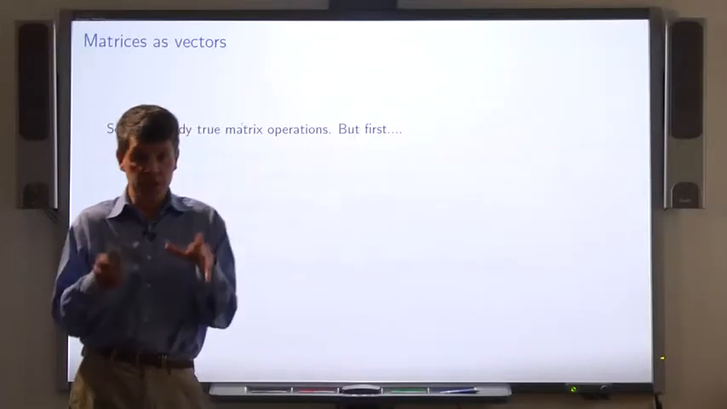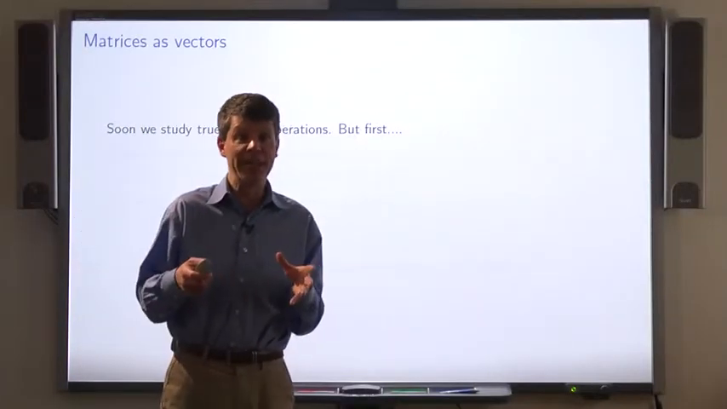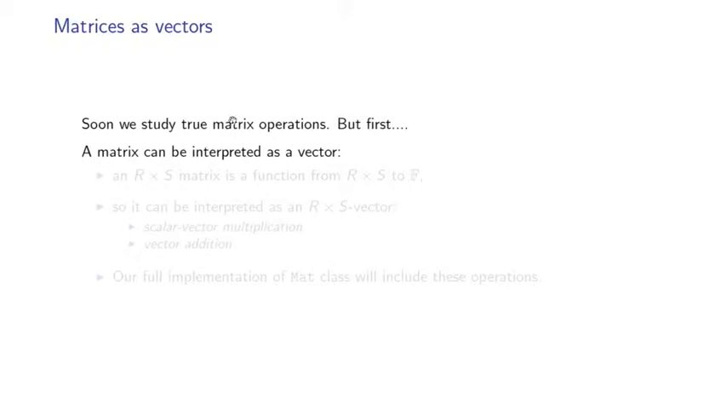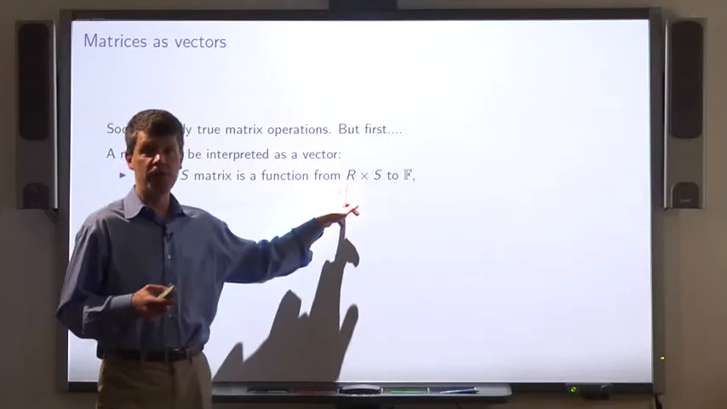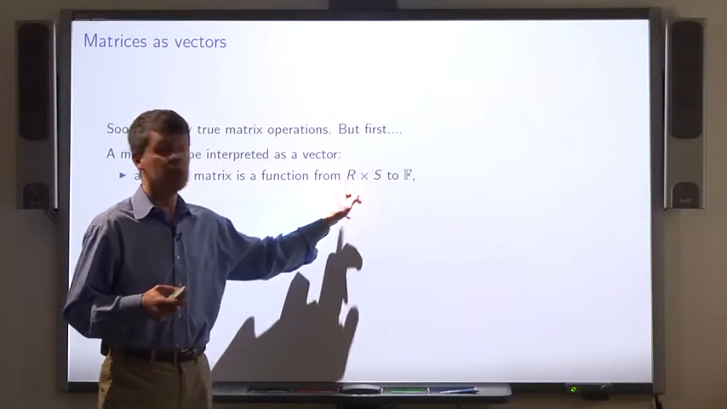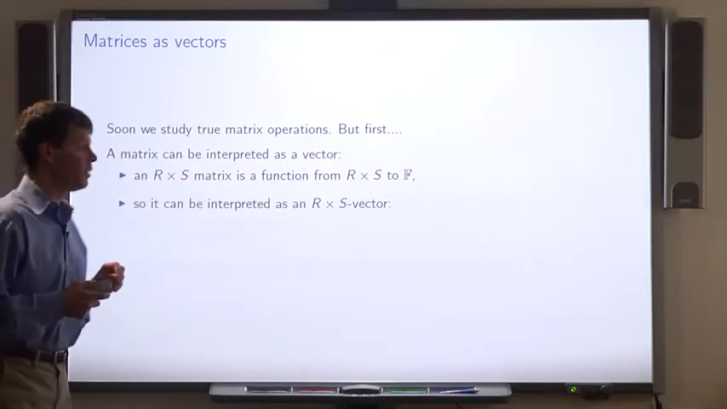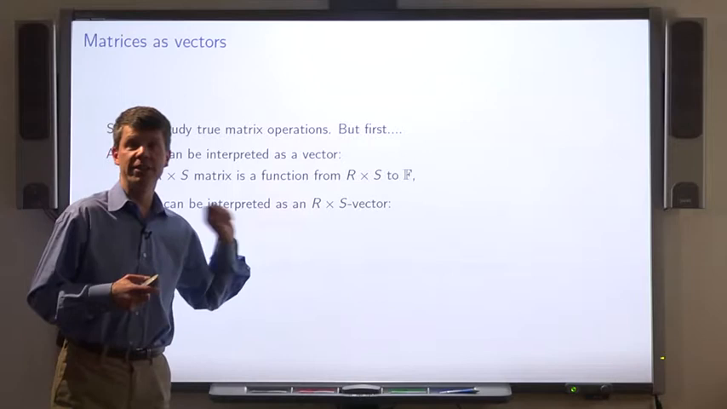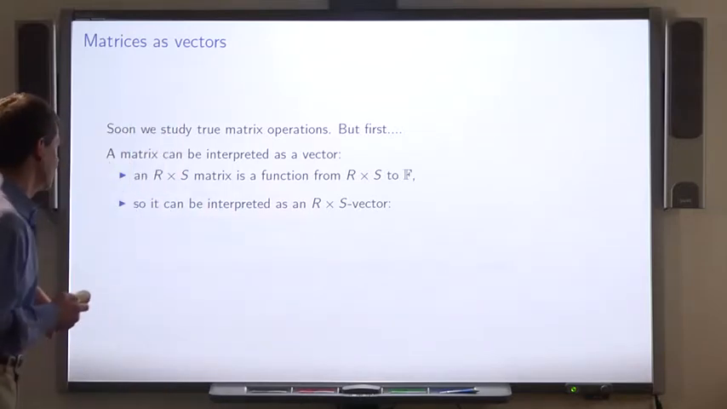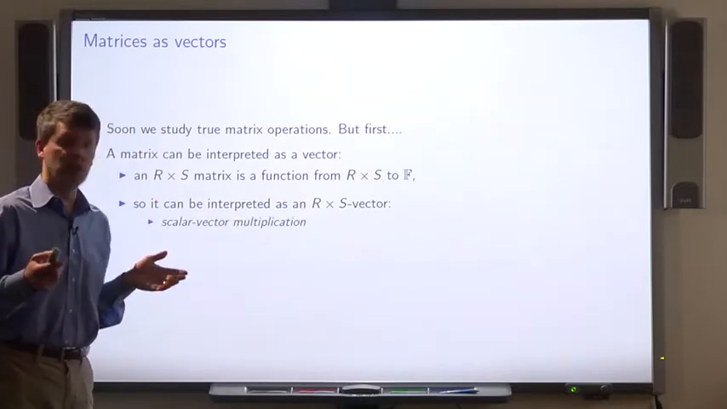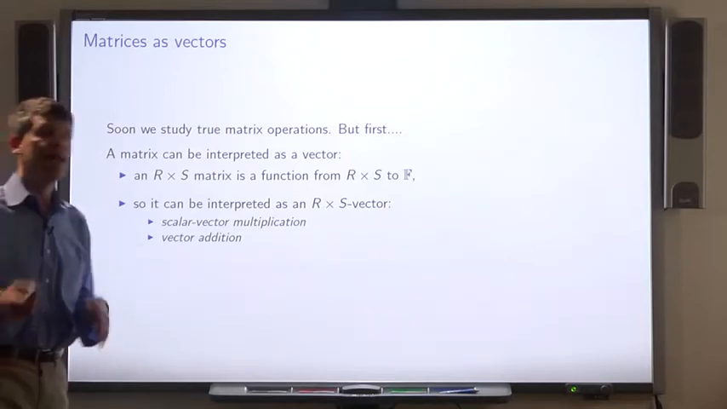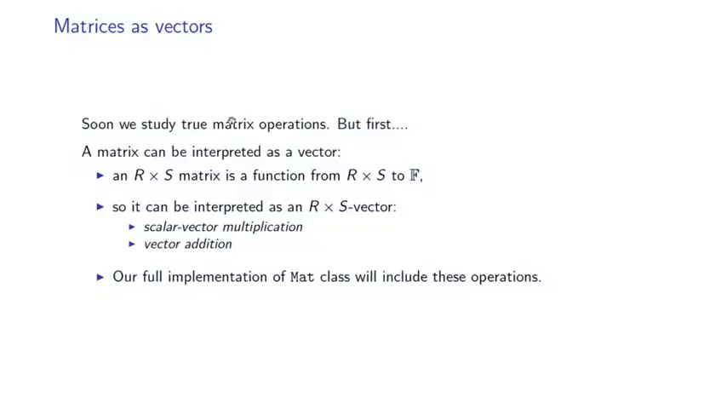Pretty soon we'll explore the operations on matrices, but first let's note that a matrix can be interpreted as a vector. After all, an R by S matrix is just a function from the Cartesian product R cross S to the field F. So it can be interpreted as an R cross S vector. Thus, we can do scalar-vector multiplication and vector addition. And our implementation of matrices will incorporate those operations.